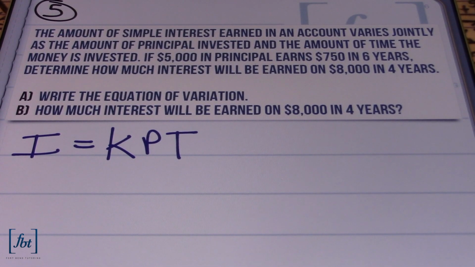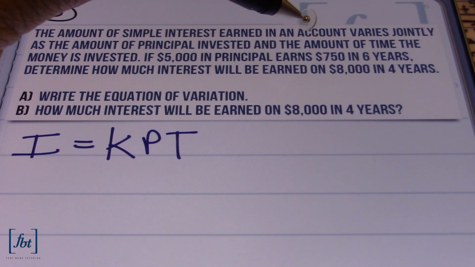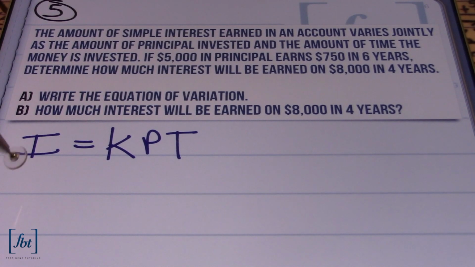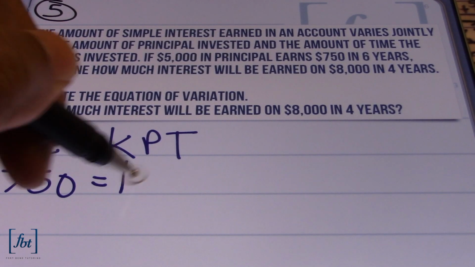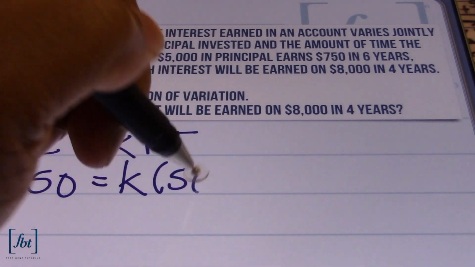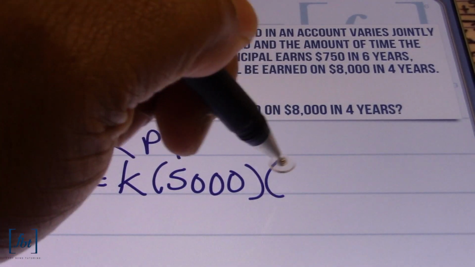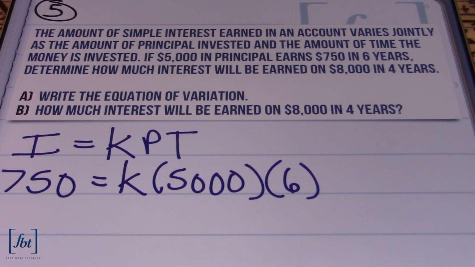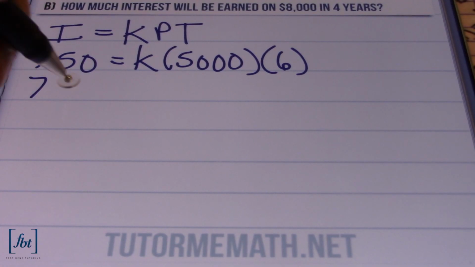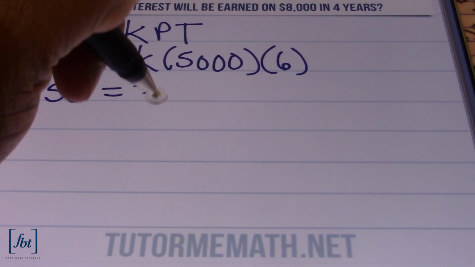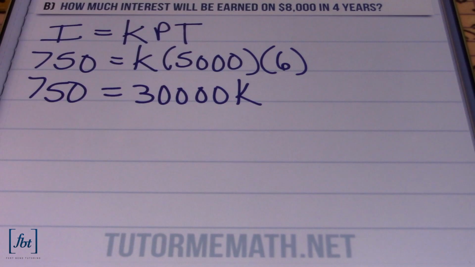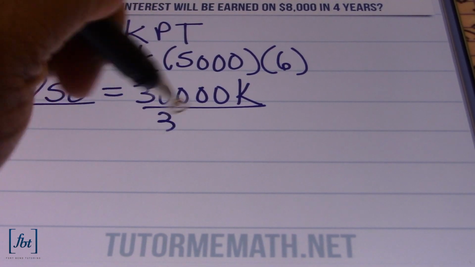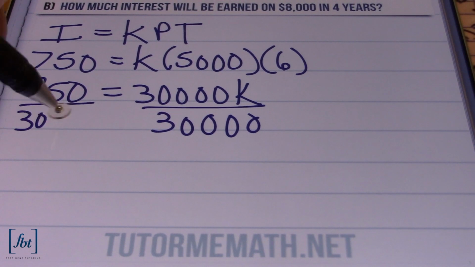In order to find out my constant of proportionality, aka the constant of variation, we'll go ahead and use the information given in the problem to solve for our constant. So let's go ahead and do some substitution here. They say that the principal will earn $750 in 6 years, so that means that my interest earned is $750. The principal amount invested is $5,000, and the time that is sat in that account was 6 years. Continuing on, we'll have 750 equals 30,000 K. Dividing both sides by 30,000, all right, there's a lot of zeros there.